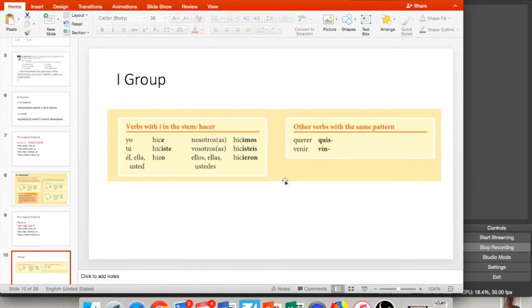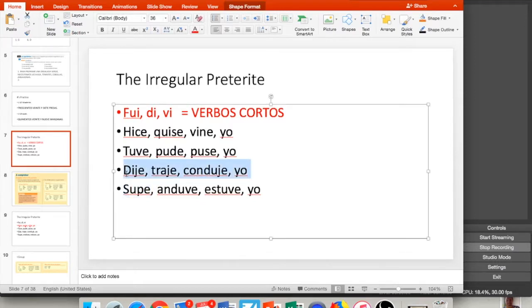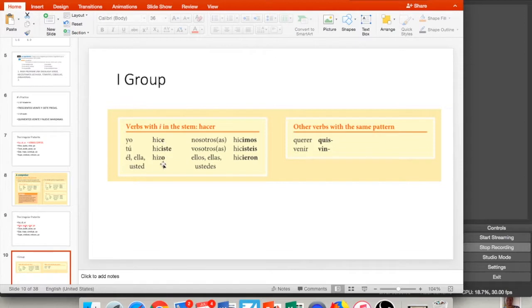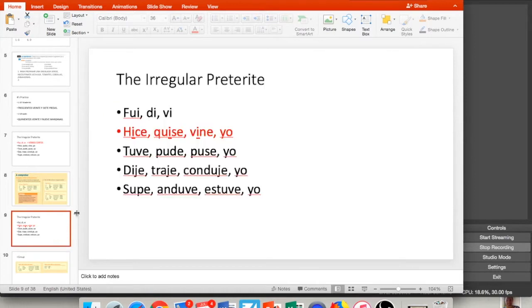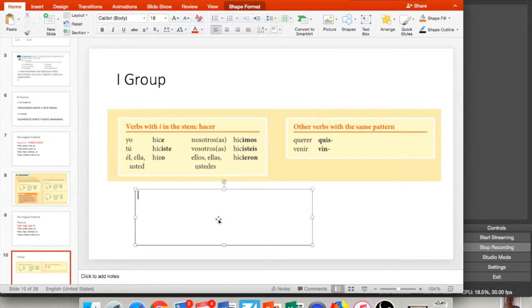These are going to be the same for pretty much all of these song words. All these are regulars except for the J group. The J group have their own endings. All these others are going to follow the bolded endings that you see here. E, iste, o, imos, isteis, ieron. So you'll notice there's three verbs here in the I category, hice, quise, and vine. So we've talked about our conjugations for hice. You can probably assume your conjugations for querer and venir.